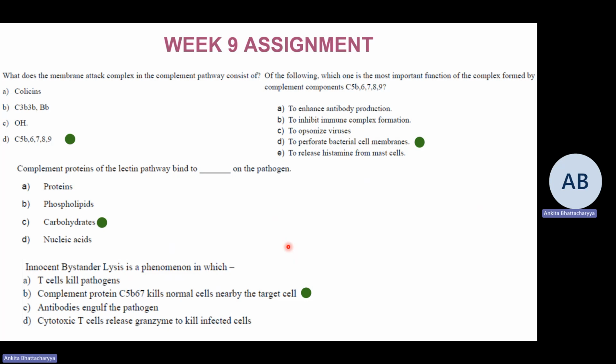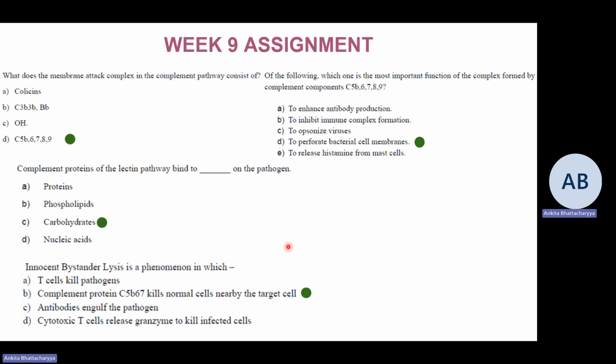The last few questions from past week. First, we were asked what does the membrane attack complex in the complement pathway consist of? A, coalescence, B, C3b3b, BB, or C, C5b, 6, 7, 8, and 9. So, of course, this is a very easy question.